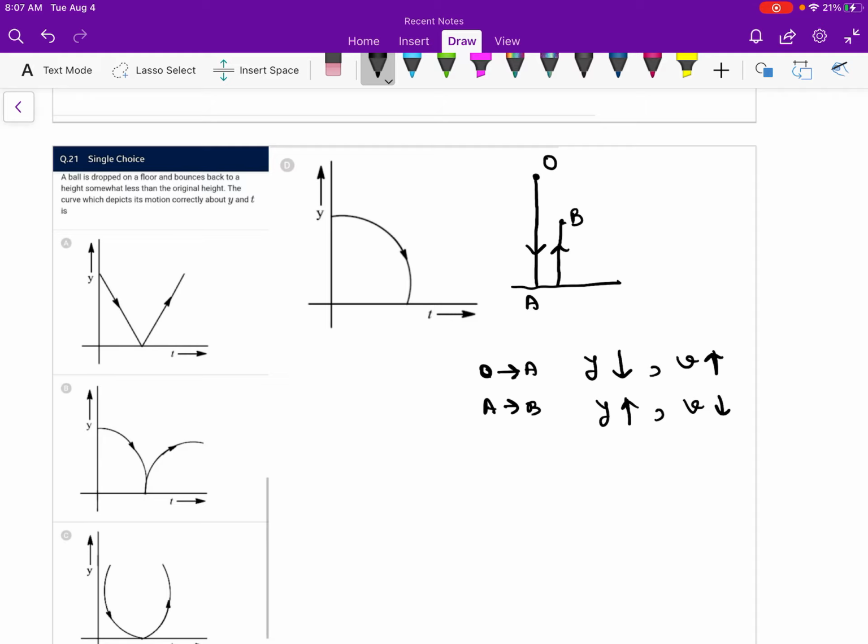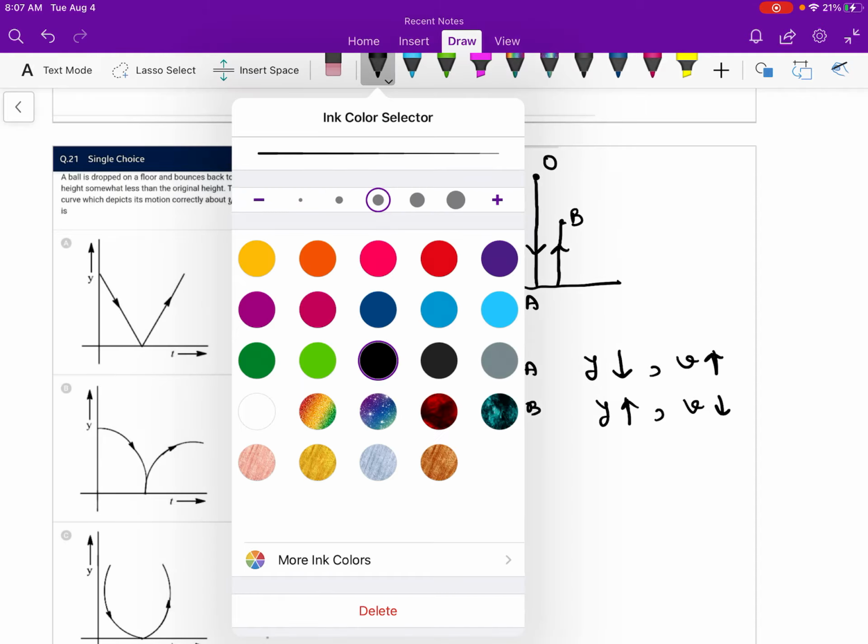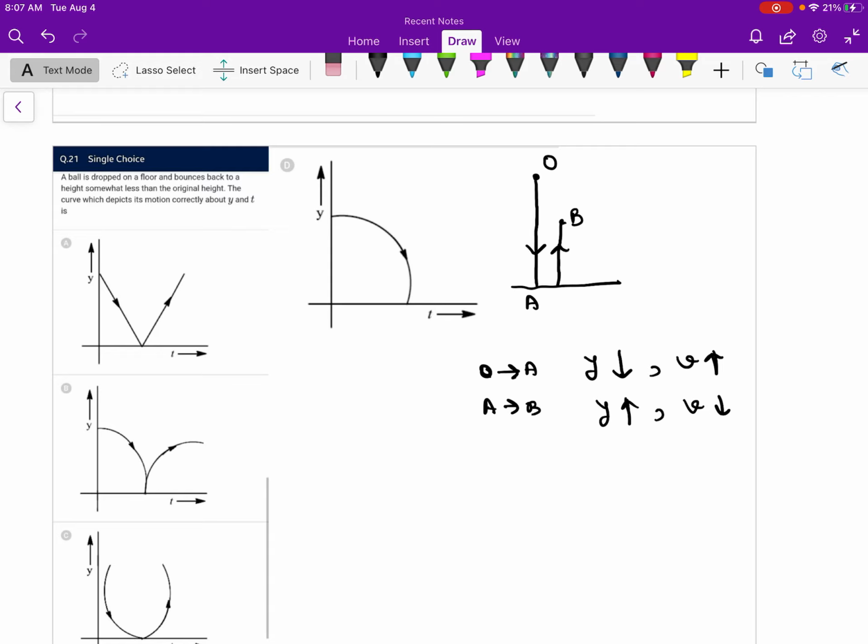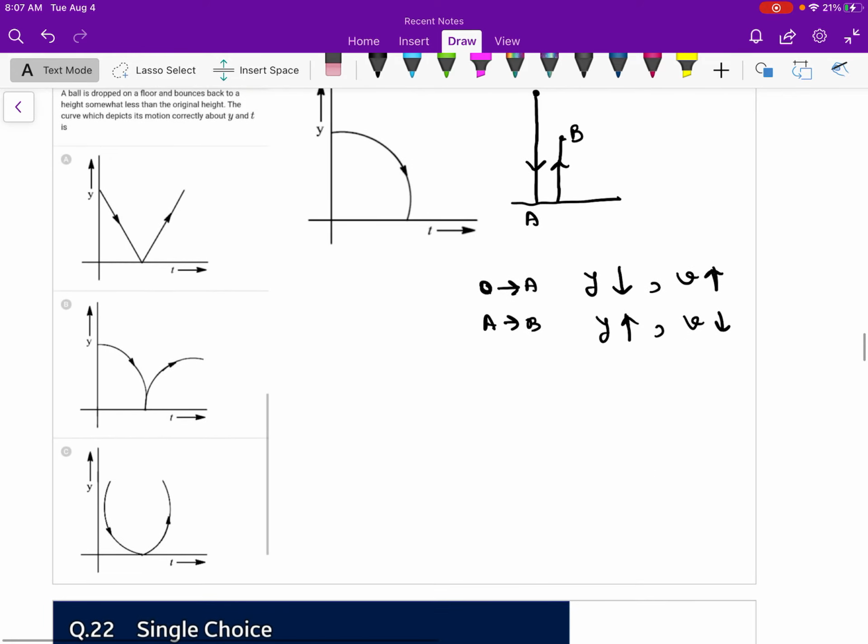So in the first, speed and y will be related non-linearly. So the correct option is: first y is decreasing and speed is increasing, and then y is increasing but speed is decreasing, so the slope should decrease. So B is the correct option.